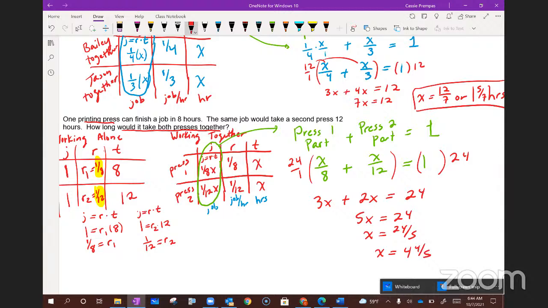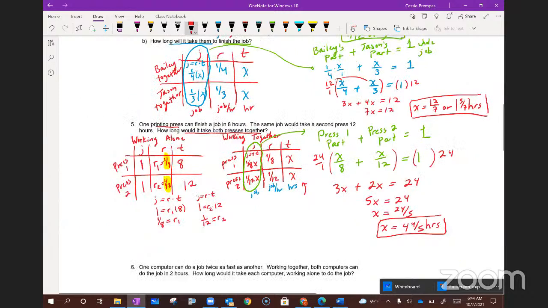And what were we solving for? How long does it take them to complete the job together? So 4 and 4/5 hours. All right, let's do a few more and then I'll give you guys some time to work on homework.